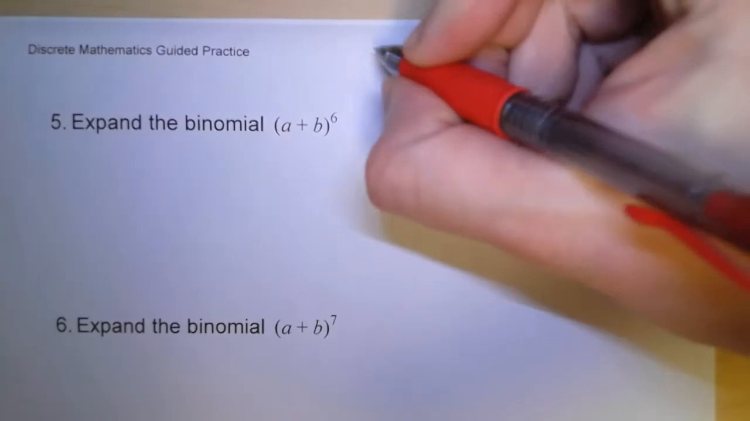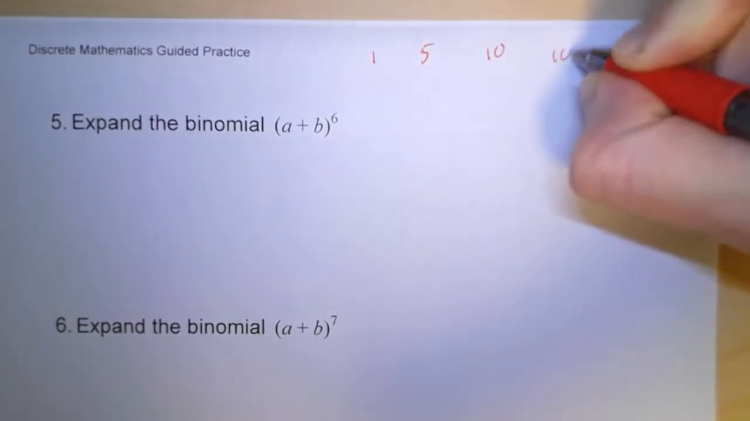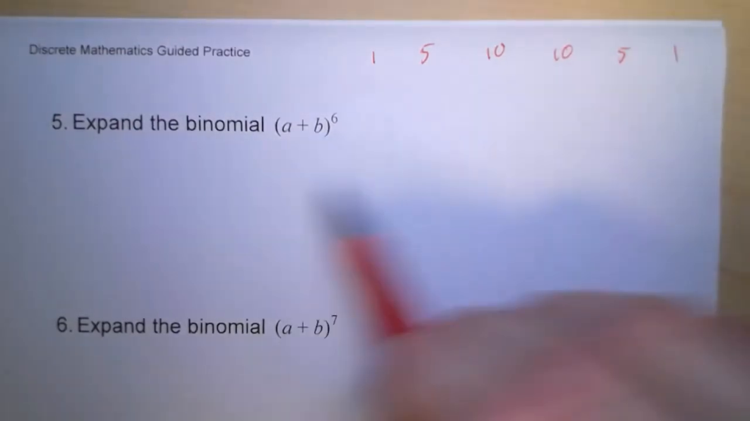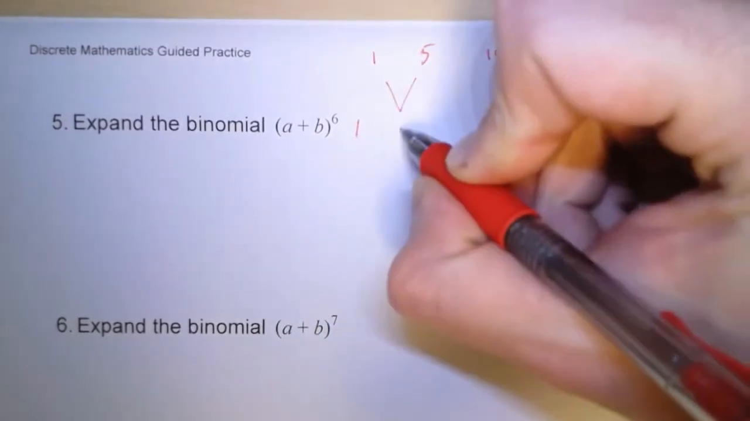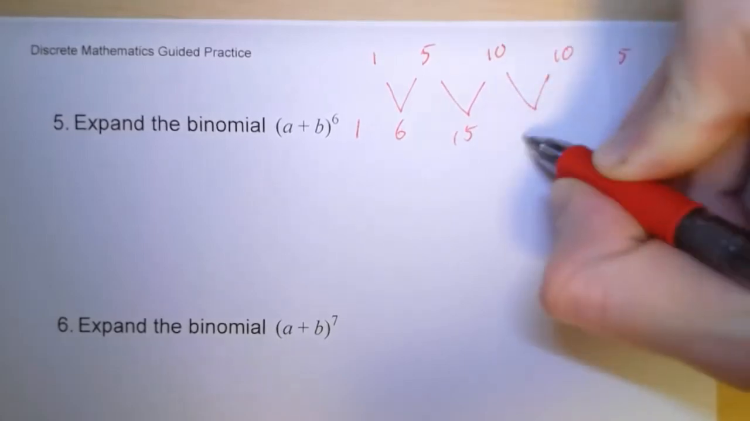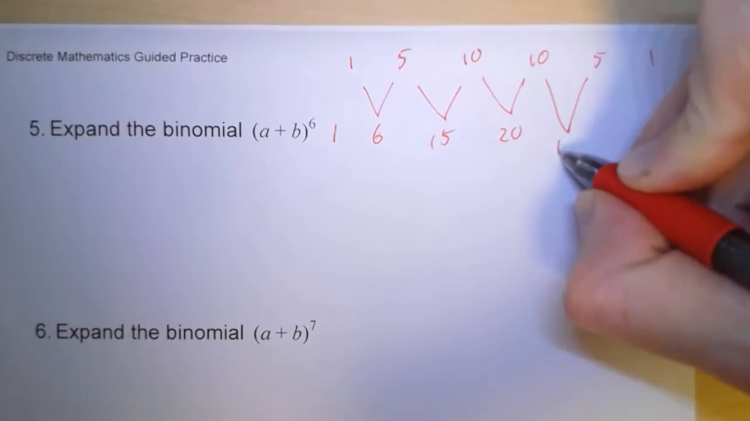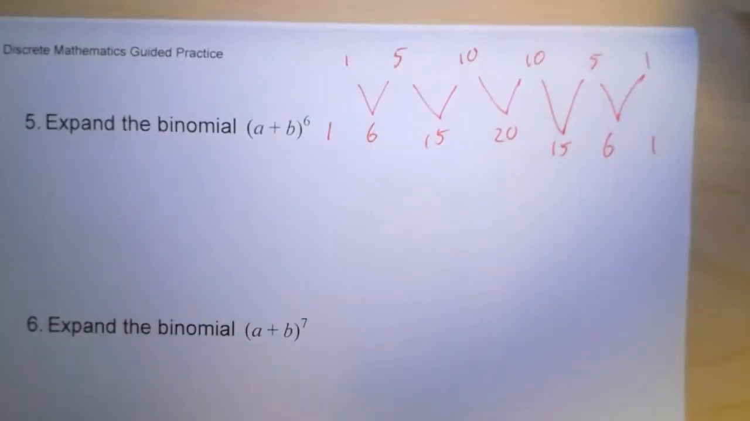Well, we take our coefficients that we had above, 1, 5, 10, 10, 5, 1, and we use that to generate the coefficients here. So we start with 1, then we add 1 and 5 to get 6, 5 and 10 to get 15, 10 and 10 to get 20, 5 and 10 to get 15, 5 and 1 to get 6, and then it ends with 1 again.